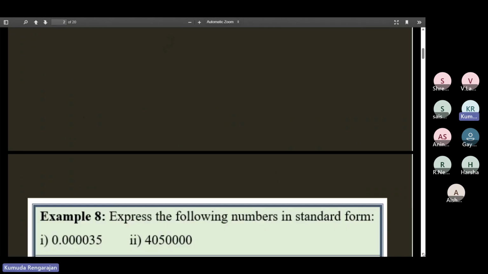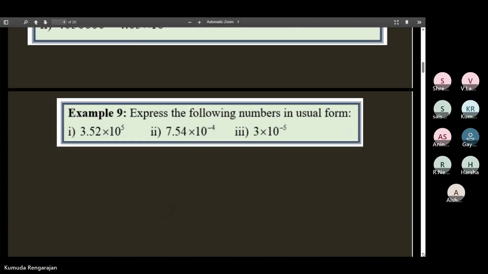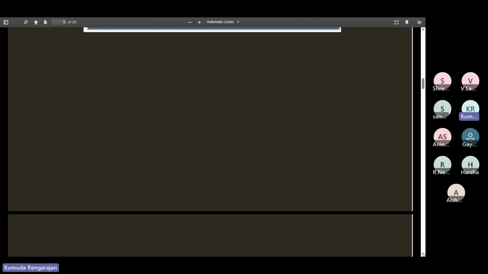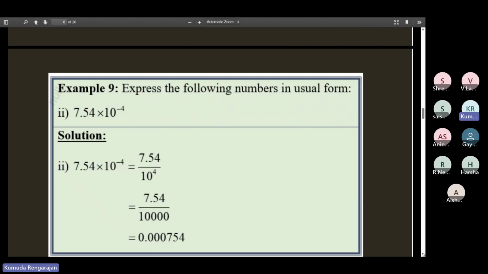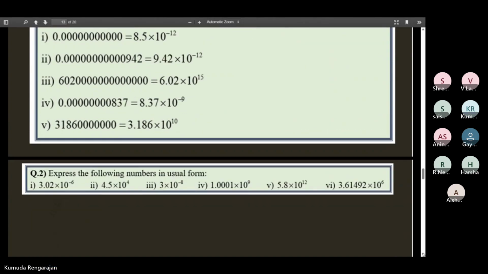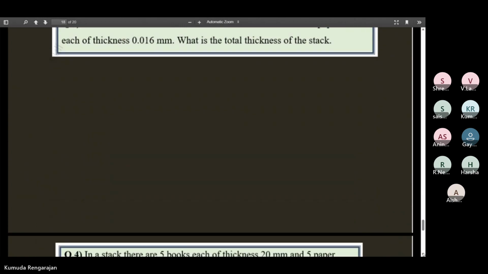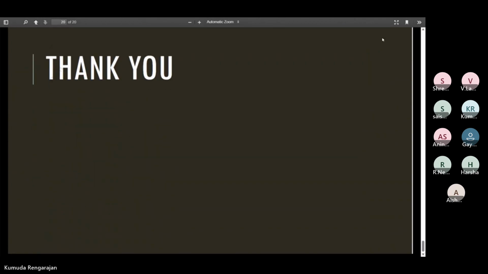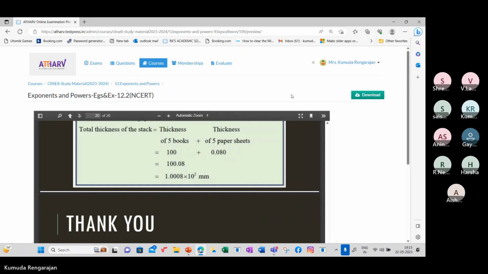So like this again. Examples and exercise 12.2. All right, children? Any questions? Any doubts? Okay. So like this, you will find for every chapter. I'm preparing, so it takes a little time for me because I have to do for all the standards from 6 to 10. So you just have to cooperate.